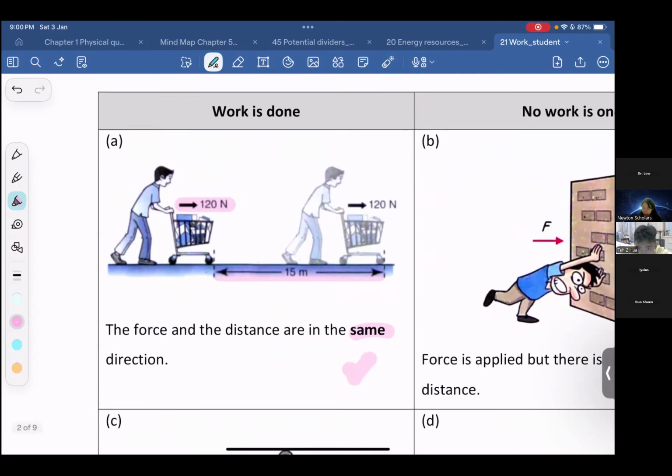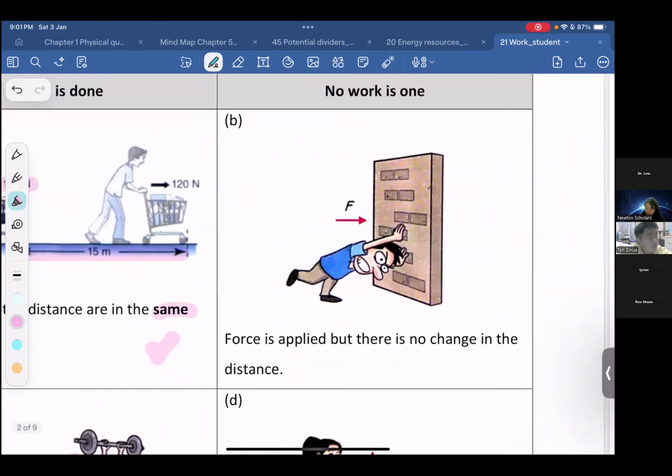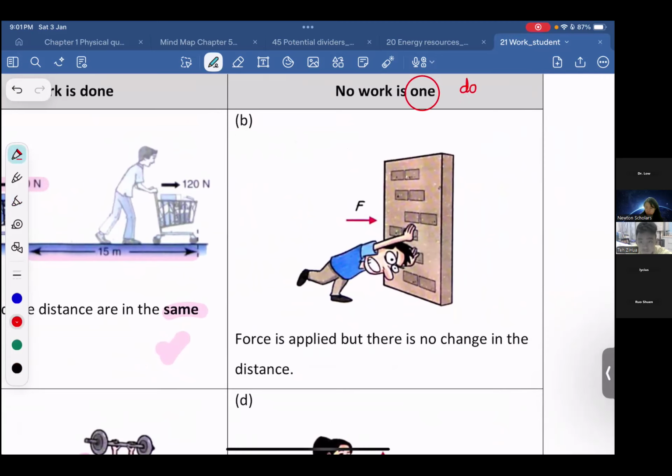So no work is done is, oh, what is this? This one, D and E. I change.